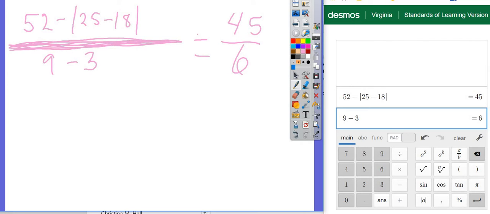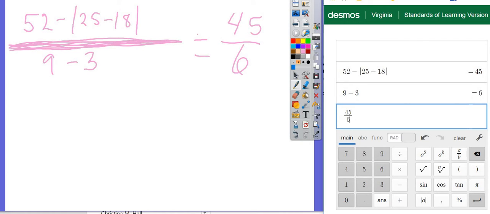Okay, so if you want to, you can go ahead and make that a decimal and do 45 divided by 6, and you get 7.5. So you can have your answer as a decimal or as a fraction. Of course, if you've got a fraction, then you need to check and see whether or not it simplifies. So let's go ahead and look at that.